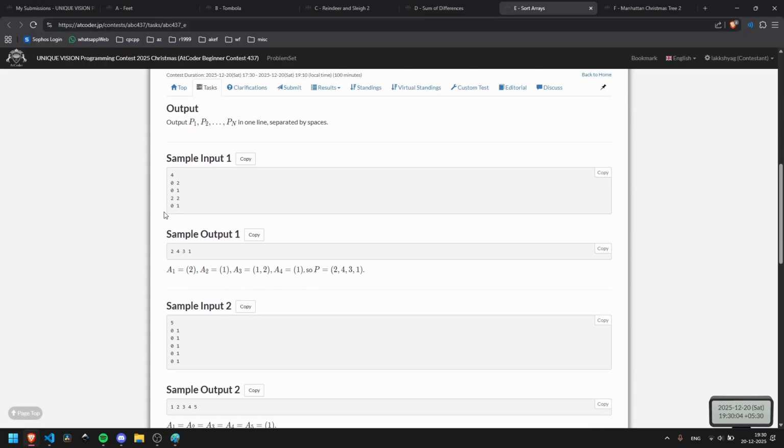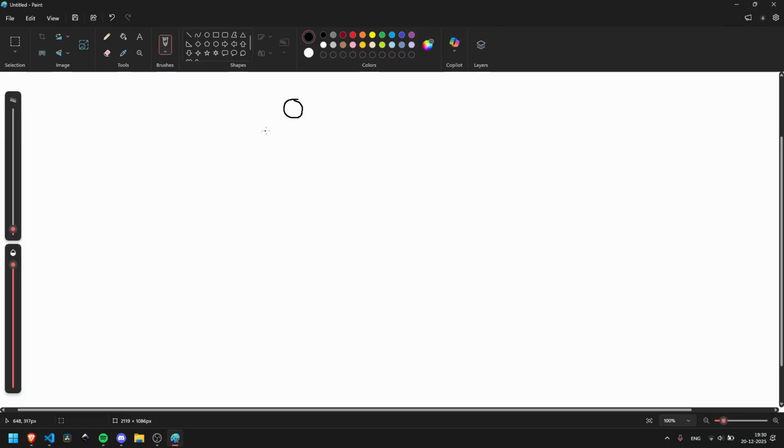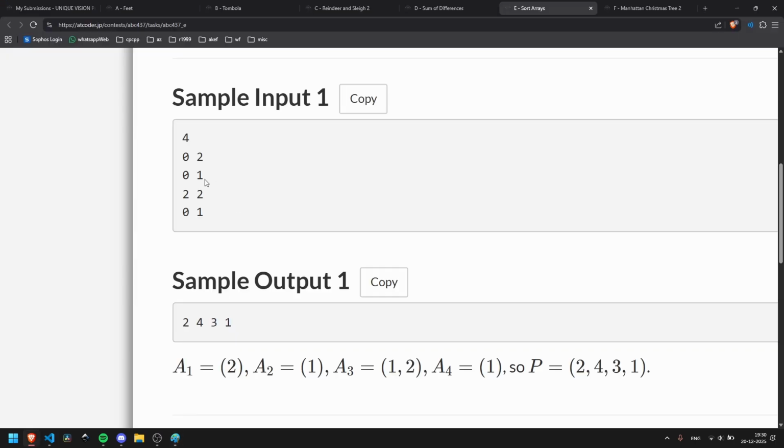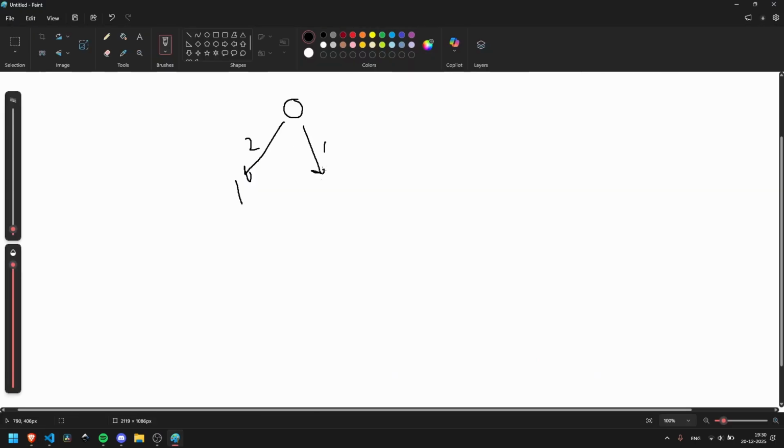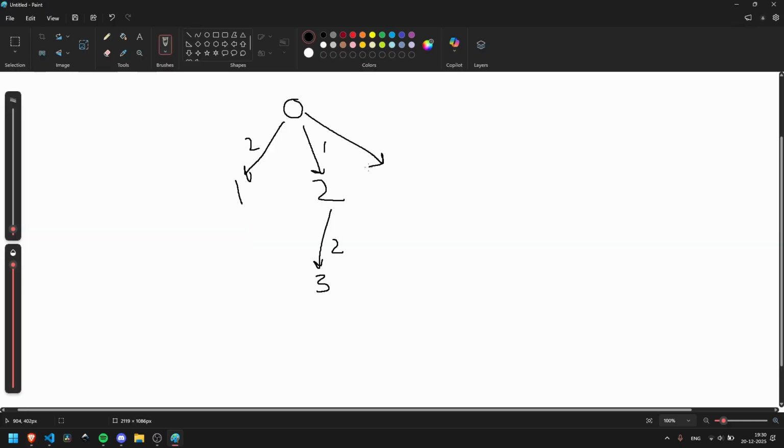So if I were to give an example for this, let 0 exist. From 0 we add the number 2 and we go to 1. From 0 we add a number 1 and we go to 2. From 2 we add a number 2 and go to 3, my bad, go to 3, and from 0 we add a number 1 and go to 4.